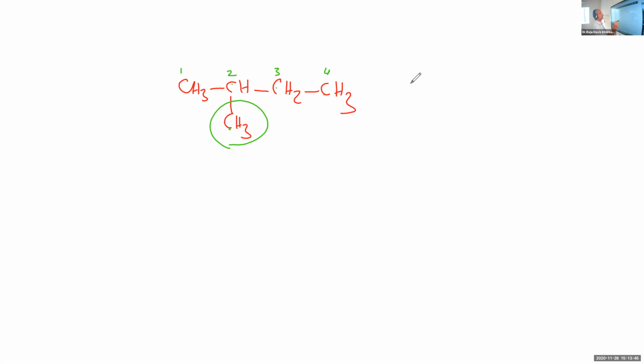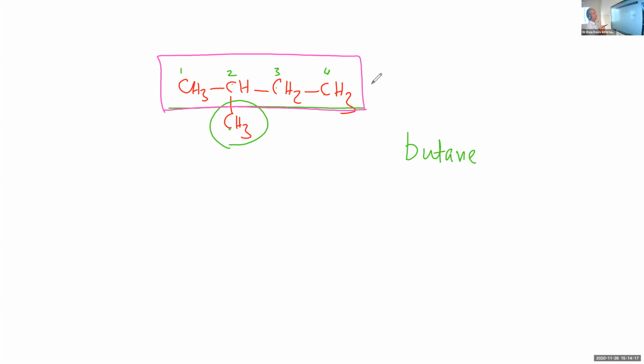It is but. To that you add A and E. So the parent is butane. So this compound is a derivative of butane. The parent structure is of a butane structure. And in butane, there is a side chain. And which is the side chain? CH3 group. CH3 group is called the methyl group.